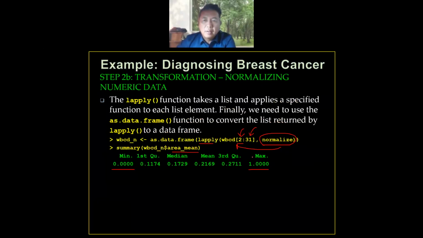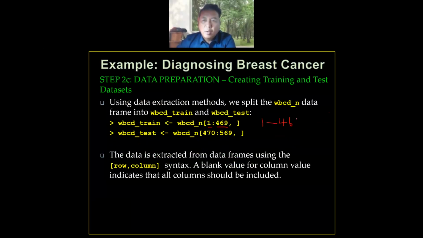Let me write that one. So 469 will be used for training, and then 470 up to 569 will be used for testing. The number of rows is up to you. You want to have 1 to 300 or 1 to 500. Make sure the remaining data is used for the testing.